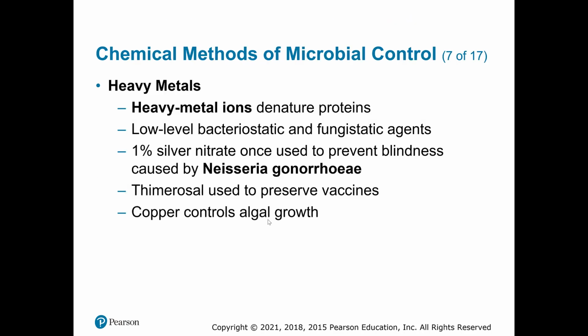Heavy metals, heavy metal ions, like silver nitrate. There are other examples out there too. They're going to denature proteins. Low-level bacteriostatic agents can be used as antiseptic. They used to put silver nitrate on, or as a treatment for gonorrhea to prevent blindness. Copper can control growth of algae. Thimerosal, that's got mercury in it, that used to be used to preserve vaccines. I think they use other things now.